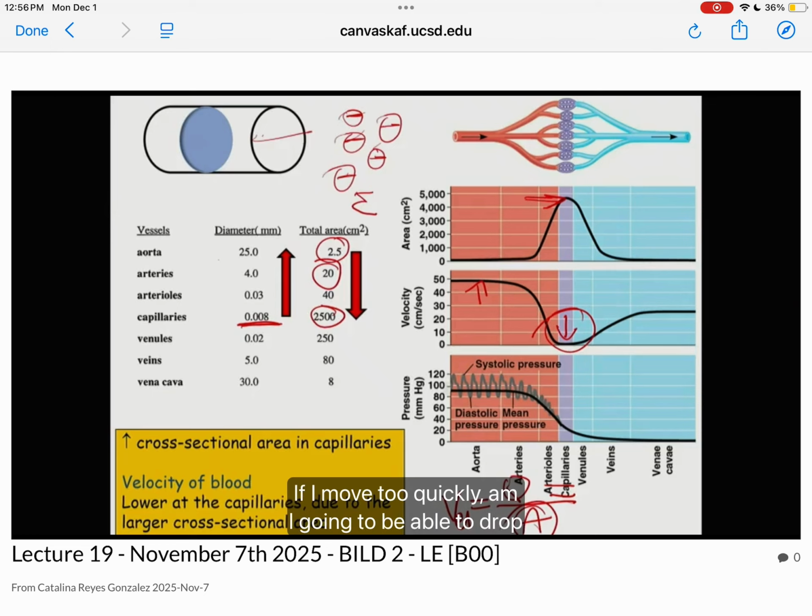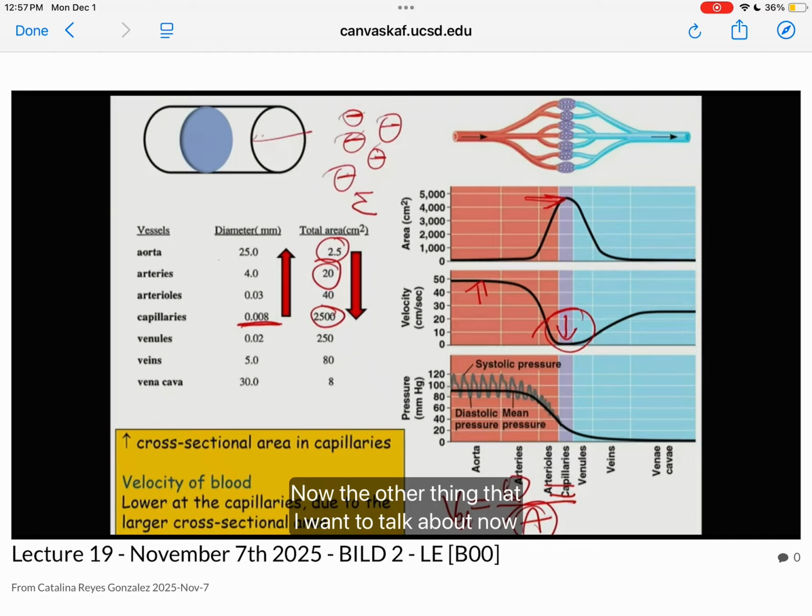If I move too quickly, am I going to be able to drop everything and satisfy the demands of that tissue? Probably not, right? I need to go not too slow, because I need to maintain the gradients, but at a certain velocity that gives me enough time for oxygen to diffuse, CO2 to diffuse, nutrients to diffuse, waste to diffuse. Does that make sense? So that's why velocity of blood flow is lower in the capillaries, because it needs to give time for that exchange or diffusion to occur.